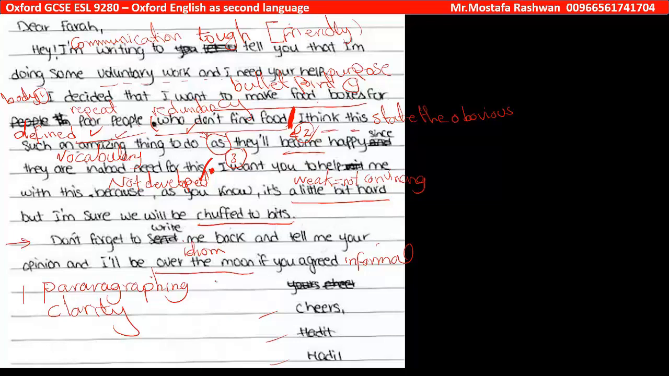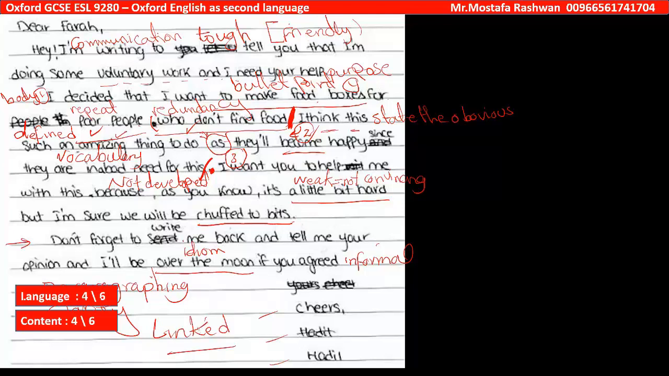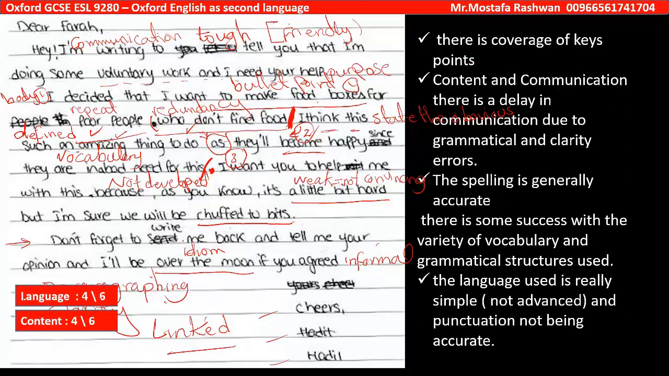Again, let's see the overall comment on this answer. 4 marks out of 6 for language. Language is really weak. And 4 marks out of 6 for the content. No clarity, ideas are not developed, no variety of sentence structures, sentences are not linked very well or effectively using the linking words. Let's see the overall comment, by the way.